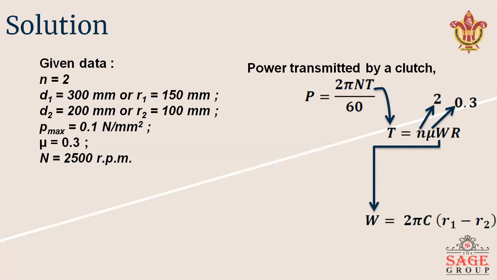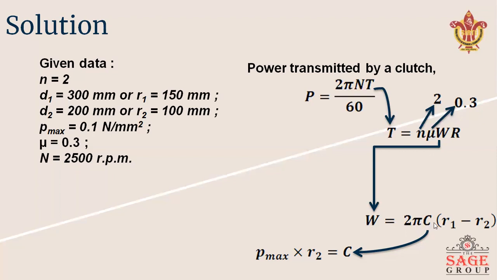We have already discussed in the uniform wear theory that P max, the maximum intensity of pressure, into the minimum radius is equal to C, where C is a constant. So P max into r2 is equal to C, and from here we will get the value of C. We already have P max equal to 0.1 and r2 equal to 100 mm. So we will have the value of C.